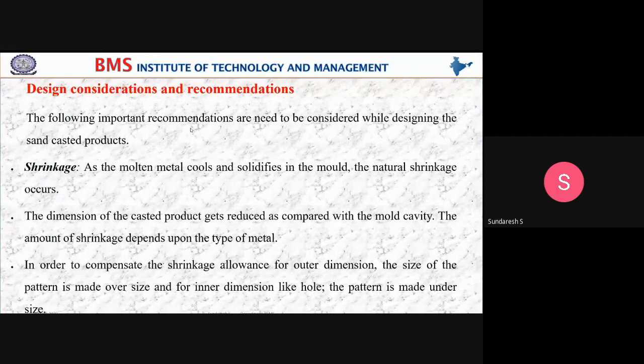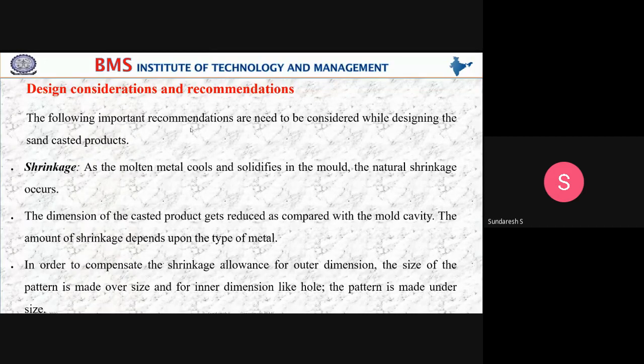What are the factors that need to be considered while designing a component for a casting? Let us look at them one by one. The following important recommendations need to be considered while designing sand cast products. First important thing is shrinkage.